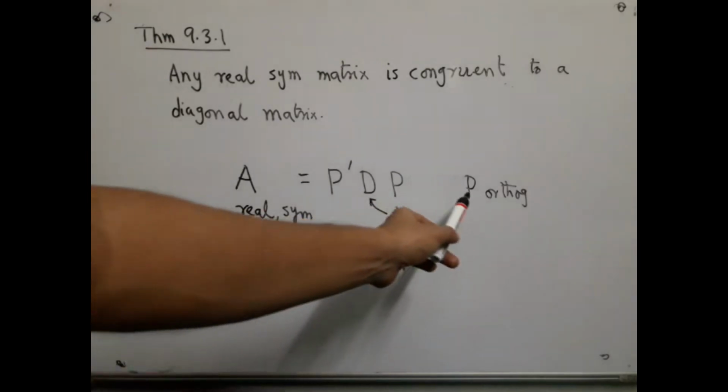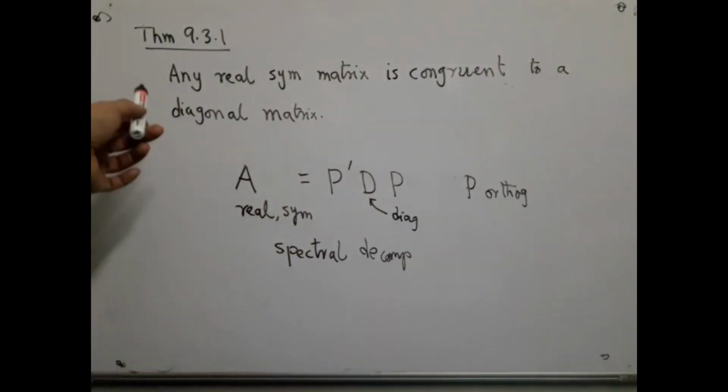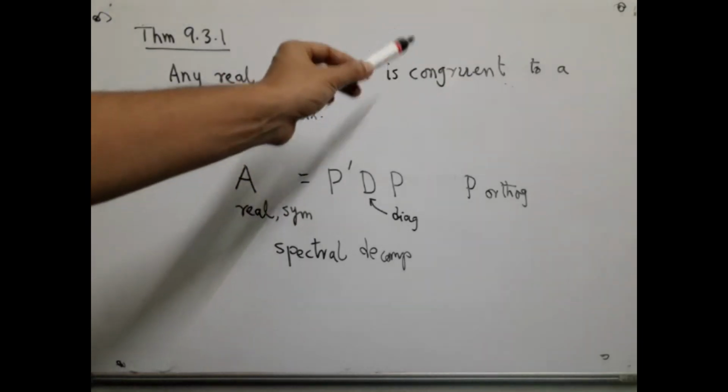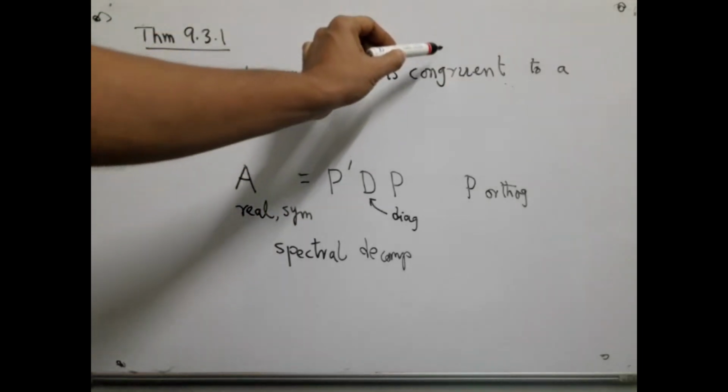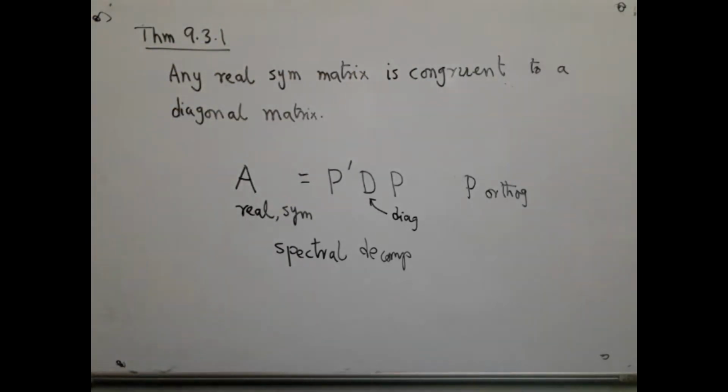In fact, because P is orthogonal, the transpose is also its inverse. So, any real symmetric matrix is similar to a diagonal matrix as well as congruent to a diagonal matrix. Now, in this chapter, we do not care about the similarity transform. We care only about the congruence operation. So, this is just a one-line proof of that fact.